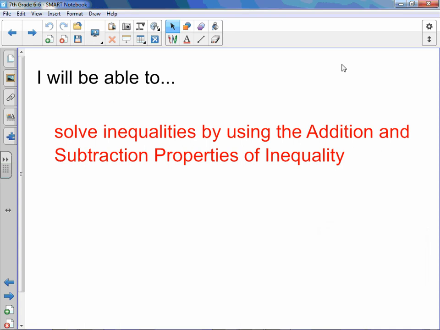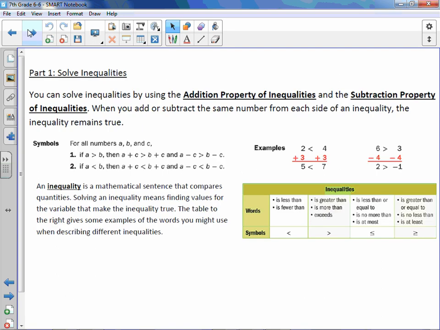Chapter 6, Lesson 6, Solve Inequalities by Addition or Subtraction. You will be able to solve inequalities by using the addition and subtraction properties of inequality. You can solve inequalities by using the addition property and the subtraction property of inequality. When you add or subtract the same number from each side of an inequality, the inequality remains true.